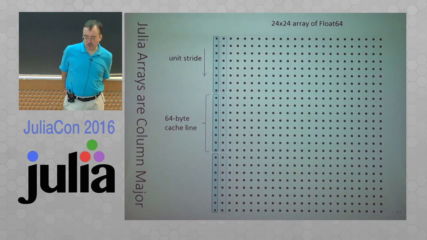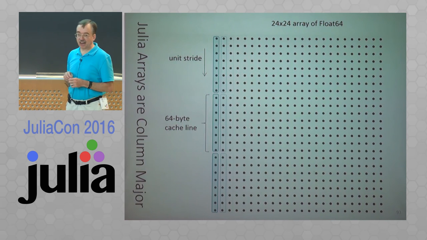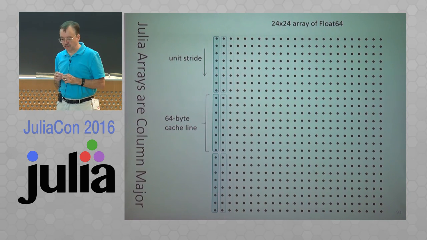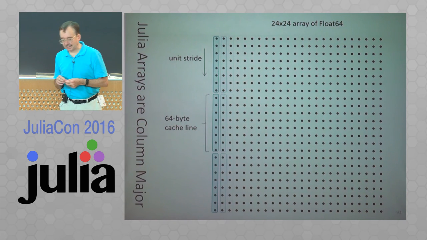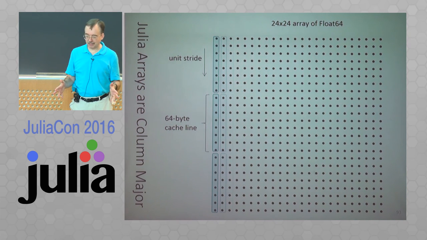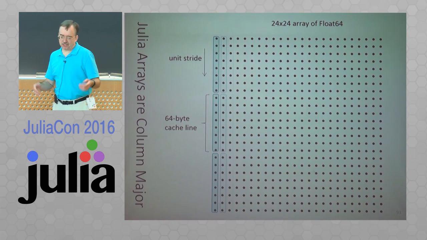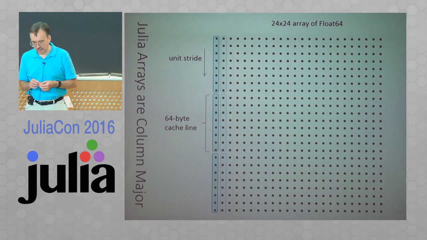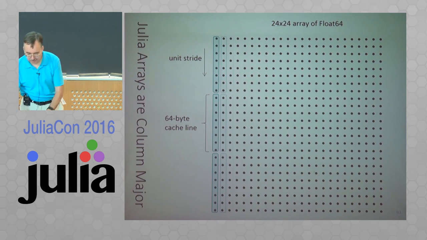So if you have an array of floating point values, the values are stored consecutively in memory as columns. So unit stride in memory, those consecutive addresses, is vertical. And a cache line, a collection of 64 bytes on Intel machines and other machines, it's going to be 32 or 128 or 64. The cache lines are little vertical chunks.